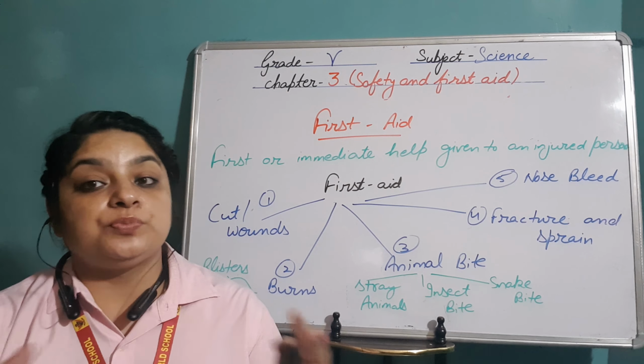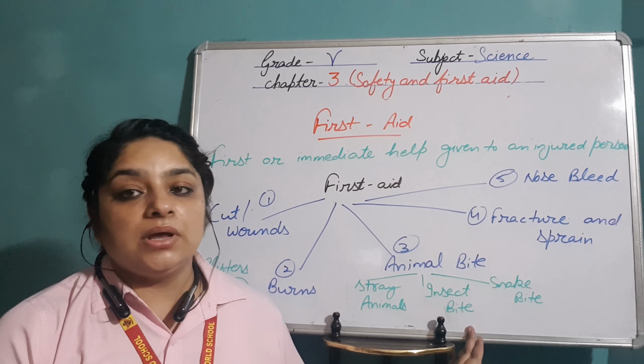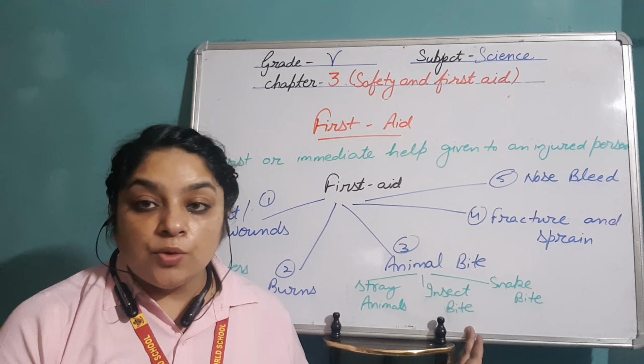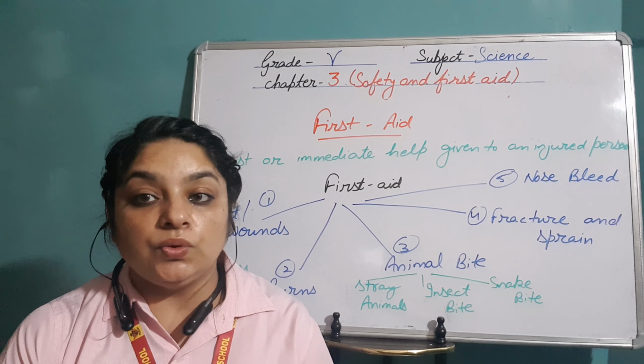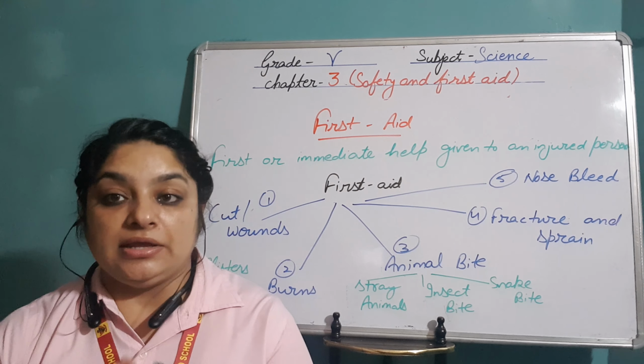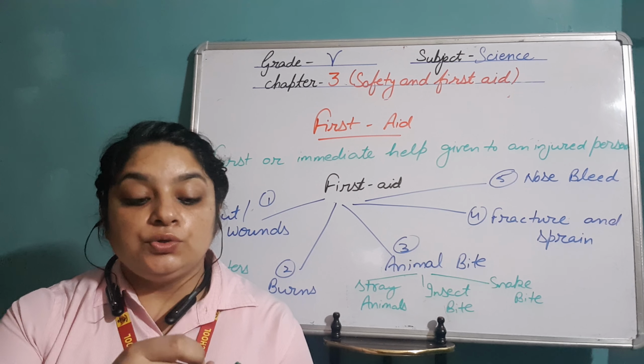Second, in case of insect bite, for example, wasp or bee sting. When these wasps and bees sting, they leave a sting in the person's body. Because of that there is swelling and pain. So first of all, we should try to take out that sting.